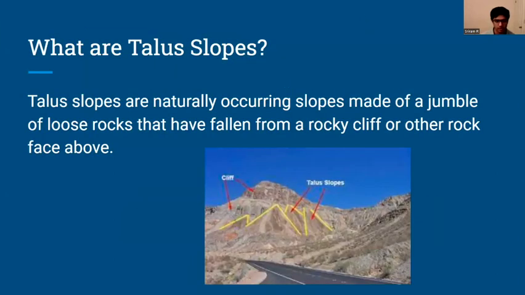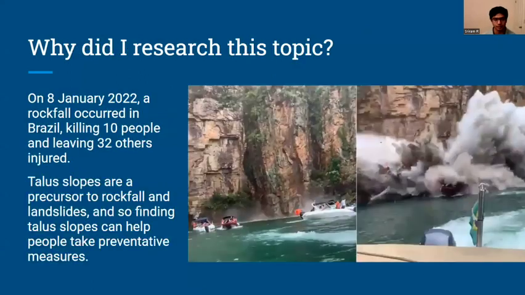So what are talus slopes? Talus slopes are naturally occurring slopes made of a jumble of loose rocks that have fallen from a rocky cliff or other rock face above. And below, you can see an example of what a talus slope looks like.